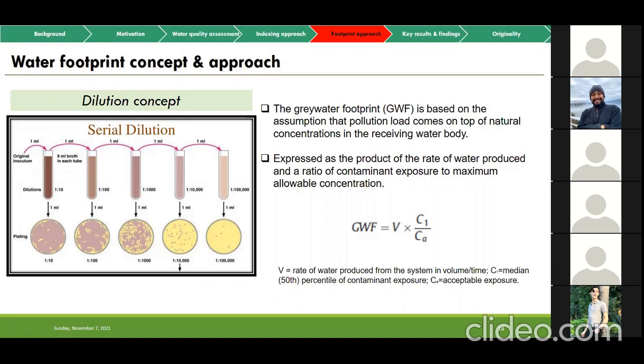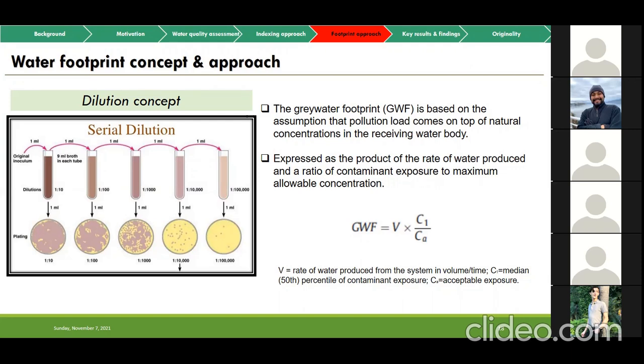A distribution system with less population will have a lower V value. Similarly for C1 and Ca, the concentration that you are considering, you can consider a bunch of 100 parameters, or you can consider 5 parameters. You can consider their higher value or medium value, that's up to you. But overall, you are trying to map the ratio, that simple dilution, on a scale of gray water footprint.